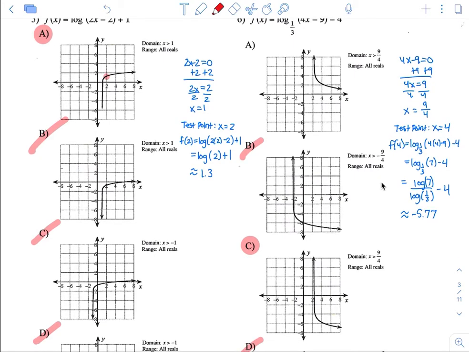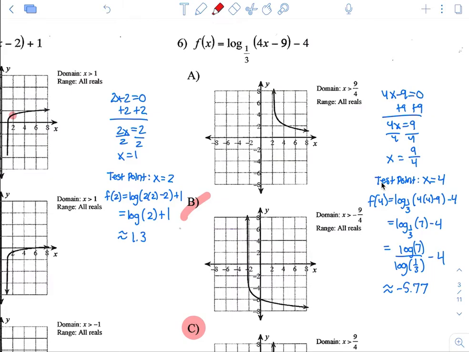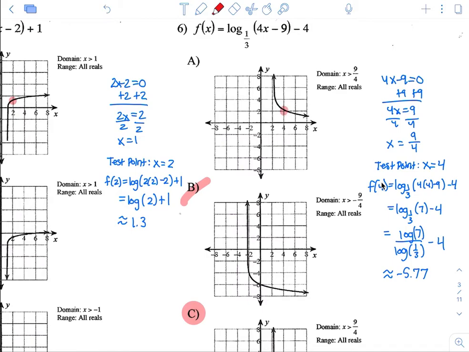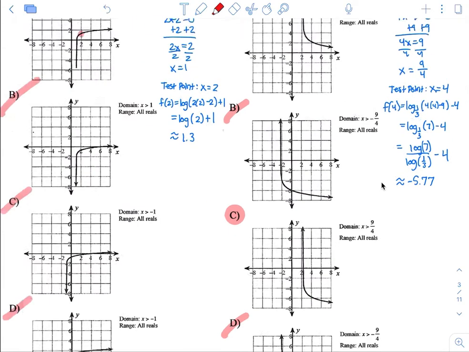Gotta test a point, so I'm going to use the value of x. See how both of these graphs cross at x is equal to 4. So I'm going to use that as my test point. Plug in 4 into the original, so we get 4 times 4 minus 9, which is 16 minus 9, which is 7. So put this in your calculator if it allows you, or you gotta do change of base formula, which is log of 7 divided by log of 1/3. Put that in your calculator, then subtract by 4 and you get negative 5.77. So which graph has 4 comma negative 5.77? A does not, because that 4 looks to be a positive number, so it's not that, which means C, and look, that looks to be a negative 5.77, so it's C.